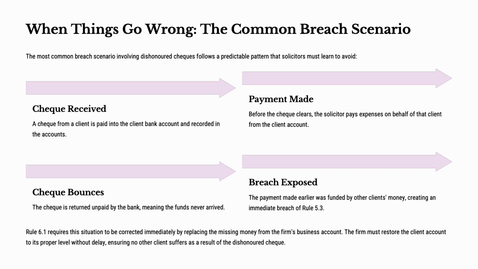So when things go wrong, the common breach scenario, the classic breach, is simple. A client's check is paid in, and the firm assumes it will clear. They send the money out for the client and the bank later rejects the check. At that point, the firm has created a deficit on the client's ledger. Under Rule 6.1, the firm must immediately top up the client account from its own business account. The rules do not allow delays, explanations, or negotiations. The shortage must be corrected at once.